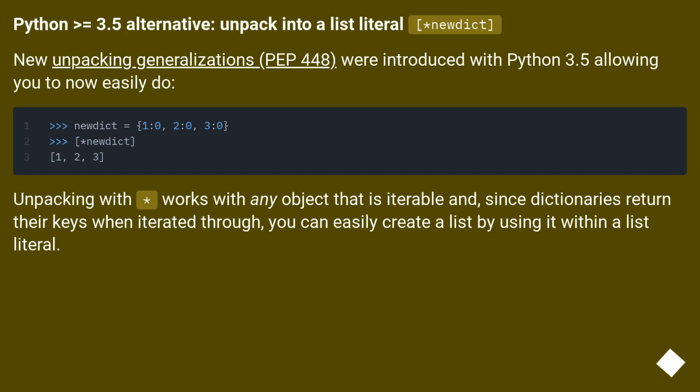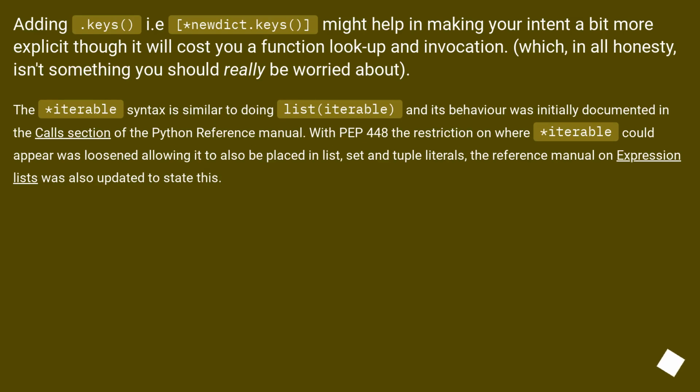Python greater than or equal to 3.5 alternative: unpack into a list literal, [*newdict]. New unpacking generalizations, PEP 448, were introduced with Python 3.5, allowing you to now easily do unpacking with *, which works with any object that is iterable. Since dictionaries return their keys when iterated through, you can easily create the list by using it within a list literal. Adding .keys, i.e., [*newdict.keys()], might help in making your intent a bit more explicit, though it will cost you a function lookup and invocation, which, in all honesty, isn't something you should really be worried about.